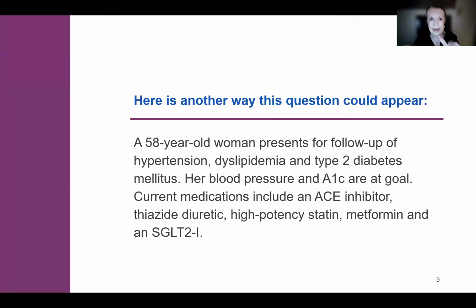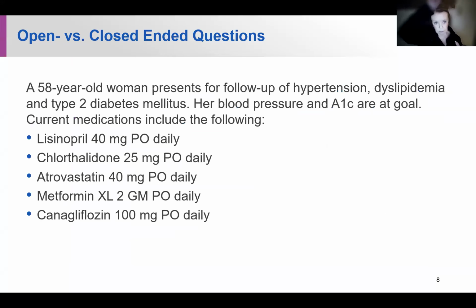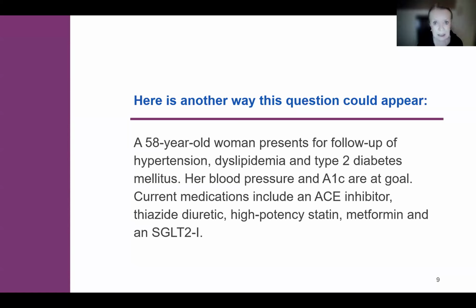Here is another way that same beginning of the question, the stem, the story of the question, might be presented. A 58-year-old woman presents for follow-up on hypertension, dyslipidemia, and type 2 diabetes. Her blood pressure and A1C are at goal. Current meds include an ACE inhibitor, thiazide diuretic, high potency statin, metformin, and an SGLT2I. Okay, so what was the difference? This one told you each med. This one referred to the drug classes. There is an expectation that you would be able to recognize this either way.